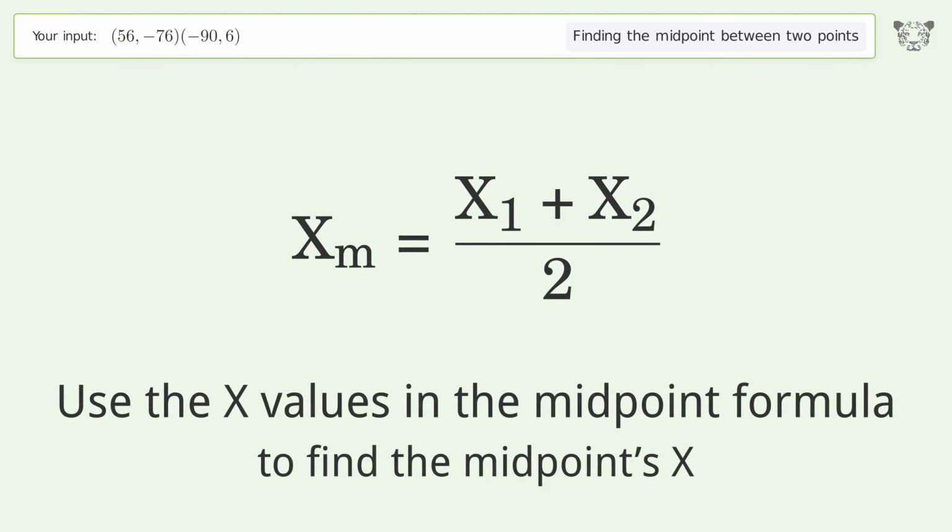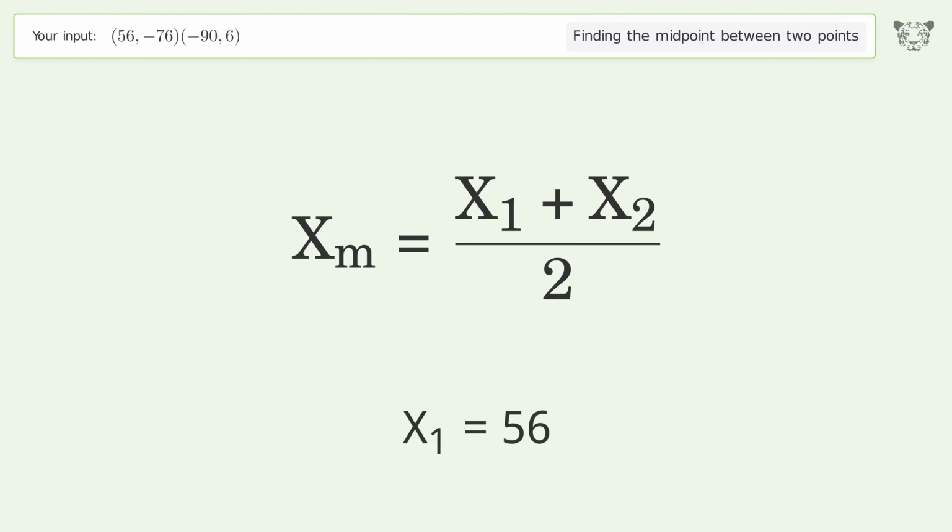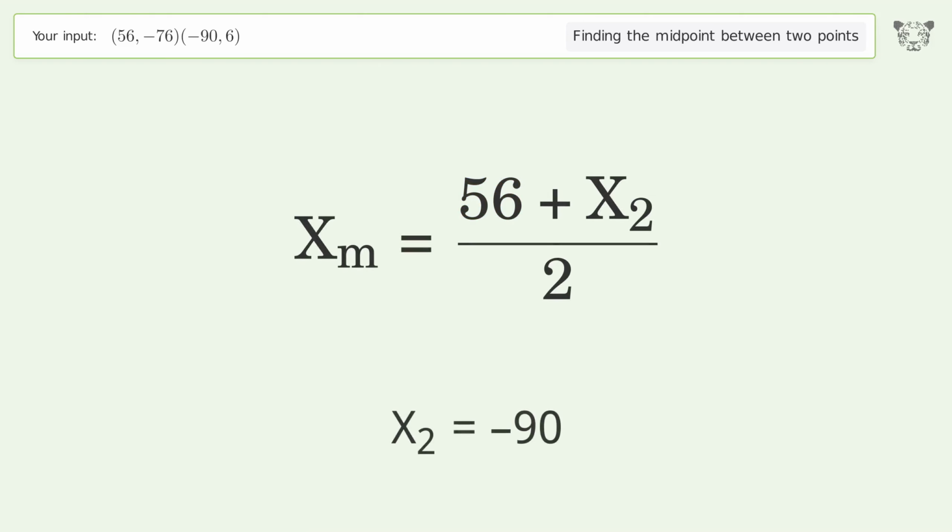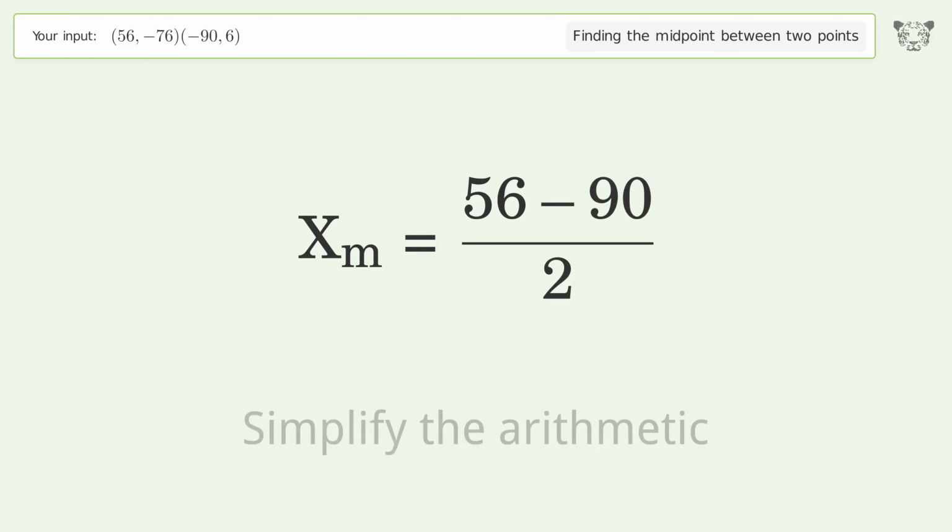Use the x values in the midpoint formula to find the midpoint's x. x1 equals 56. x2 equals -90. Simplify the arithmetic.